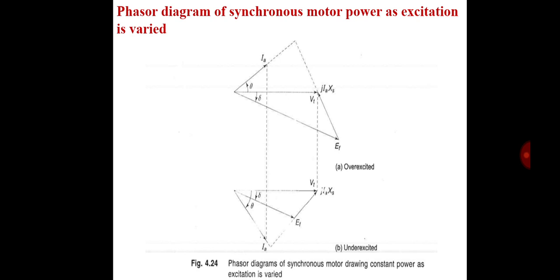We draw Ia into Xs at an angle of 90 degrees to Ia. So in this direction, here is the Vt, and we draw the Ia into Xs. Here the resultant is Ef. Now in the under excited case, Vt is greater than Ef.